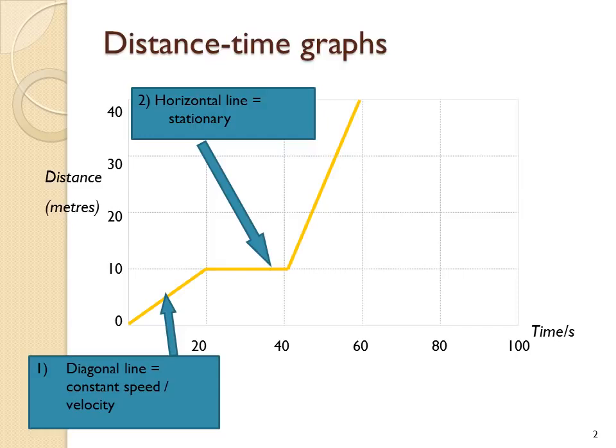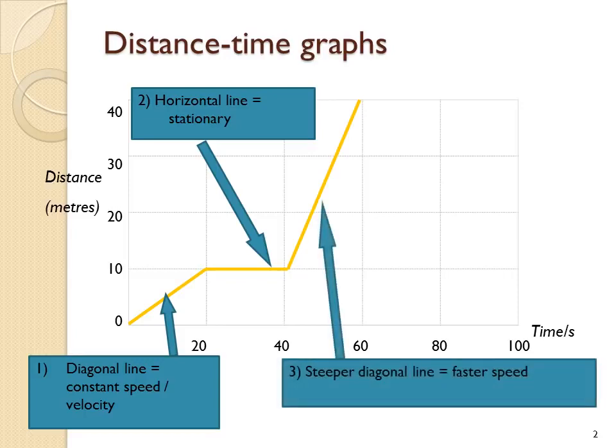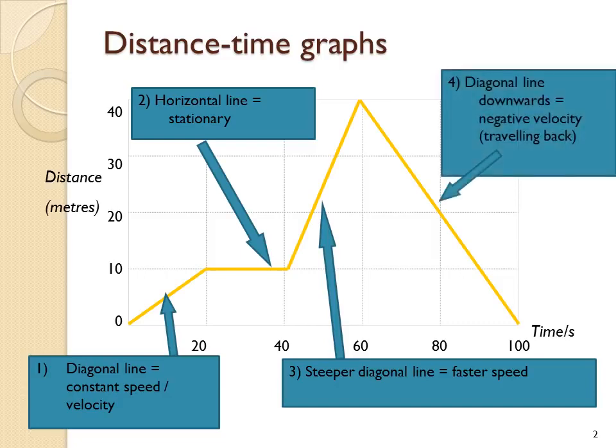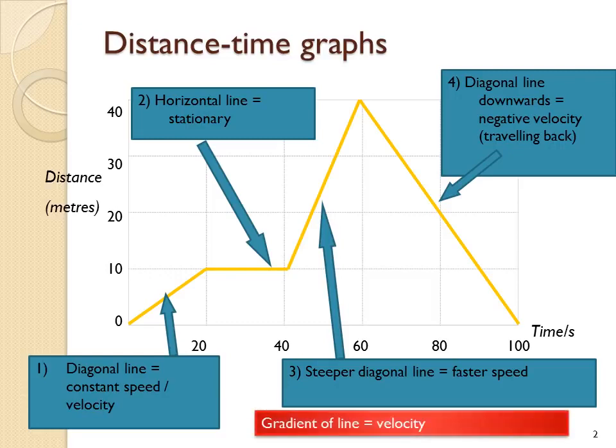This line is moving away at a constant speed, but the rate of change of distance with time is greater, so it represents a faster speed. A downward sloping line represents a negative velocity, travelling back towards the origin. The gradient of the line is the velocity.